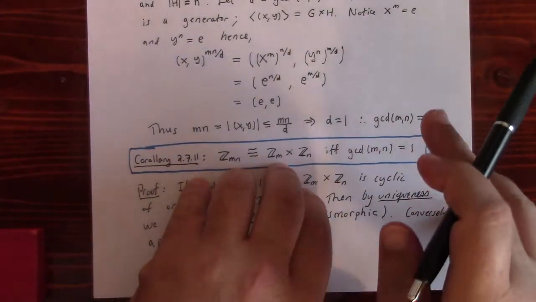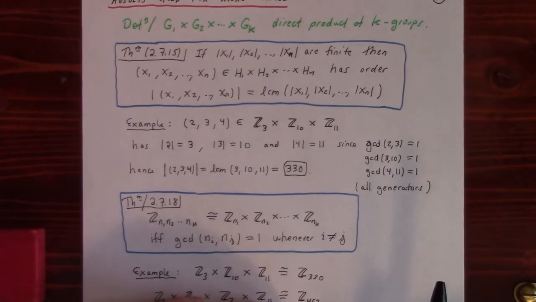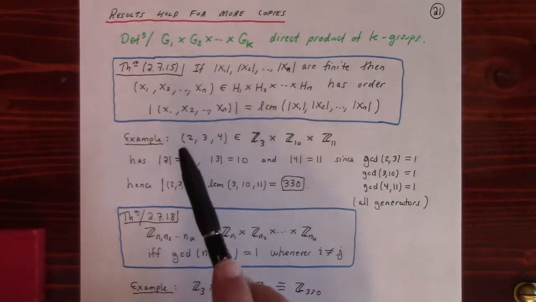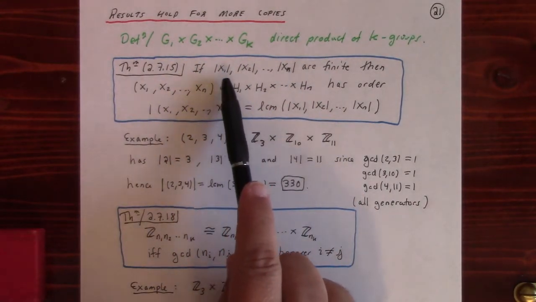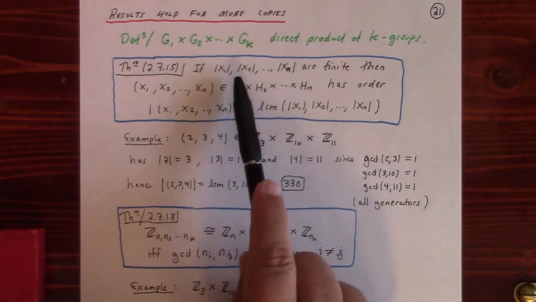All right, so these results hold for two things, but they also hold for more things. I should mention, we can talk about the direct product of k groups, just the same, and in that case, if you have a product of n things.